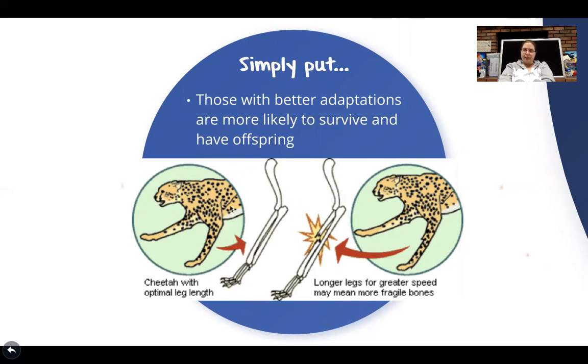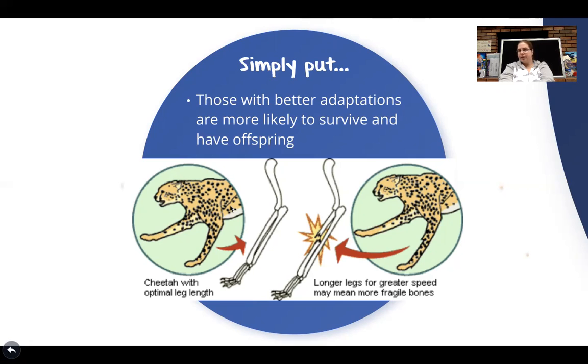So what could have happened is a longer leg may allow the cheetah to run faster, but because it's longer, it puts more muscle strain on the bone, and it could lead to increased risk of breaking the leg. So even though it can run faster, it's also more likely to get hurt to the point where it will die. Now, I know to us, a broken leg doesn't seem like a big deal. We go to the doctor, we get a cast, and several weeks later, it's all good. But for a cheetah, it's a different story.